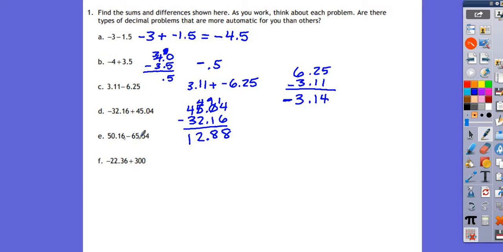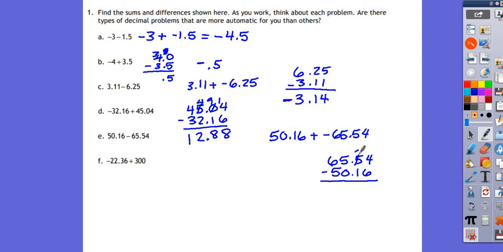Next question, I see a subtraction. I rewrite it as addition. So plus negative 65.54. I have a positive and a negative. That's different signs, so I subtract. So 65.54 minus 50.16.